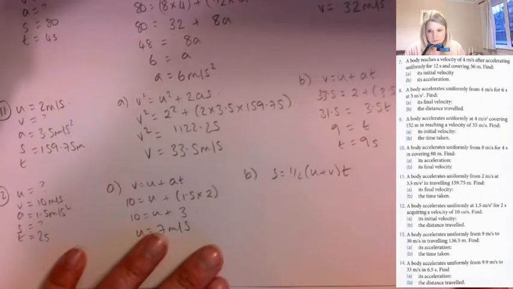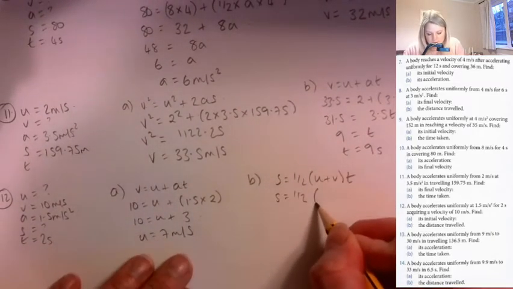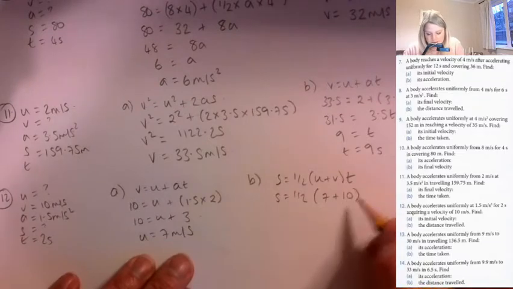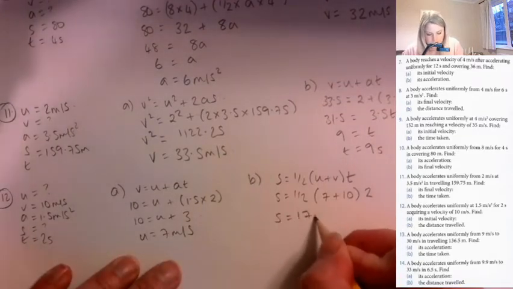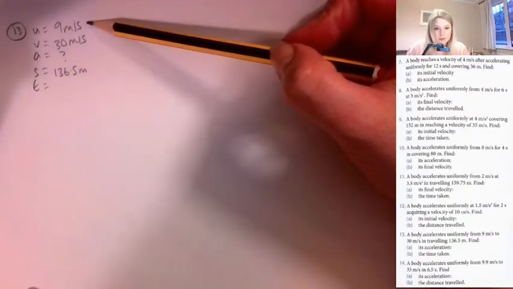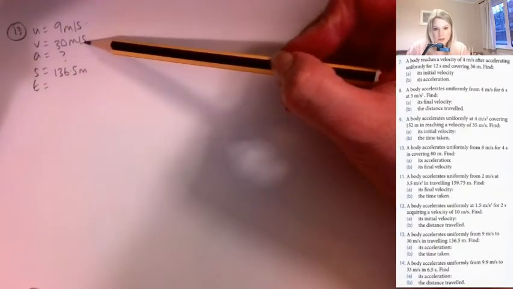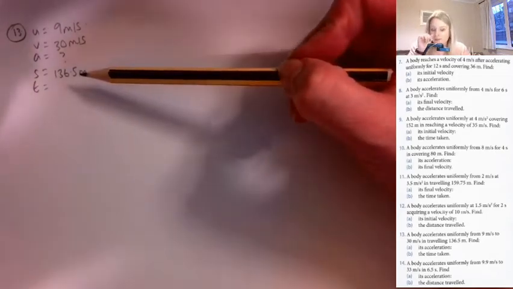Okay, so where am I? S equals a half, u is 7, v is 10, and time is 2. So I can type that straight into my calculator and it's going to get 17 meters. So 13. A body accelerates uniformly from 9 meters per second to 30 meters per second, in travelling 136.5 meters, find its acceleration.